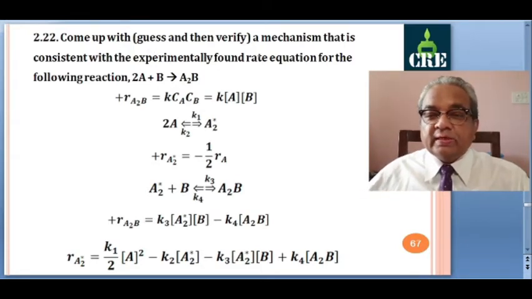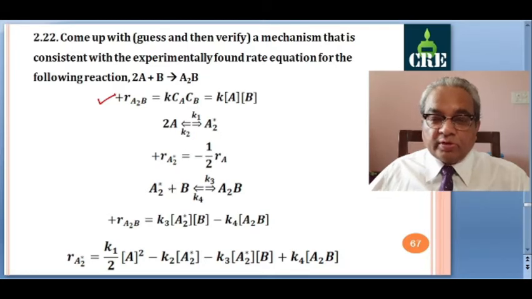Come up with, that is, guess and then verify, a mechanism that is consistent with the experimentally found rate equation. This reaction is 2A plus B gives A2B, whereas the observed kinetics is rate of formation of A2B is k[A][B], that is first order with respect to A, first order with respect to B. So it is clearly a non-elementary reaction. So we propose this: 2A gives A2 star, then A2 star combines with B to give A2B. Okay, so this is reversible with rate constants K1, K2, K3, K4.